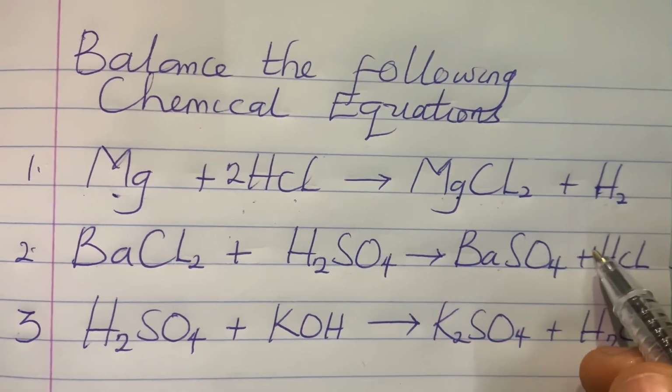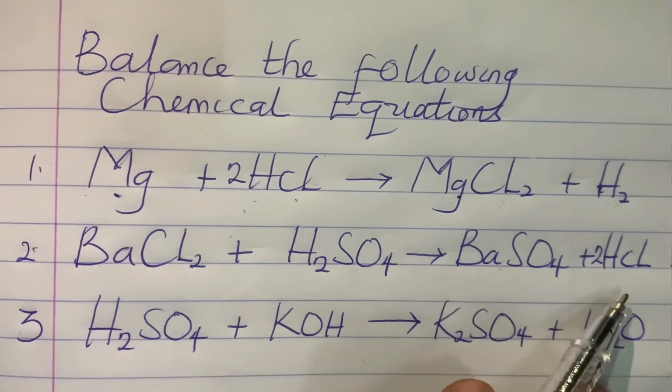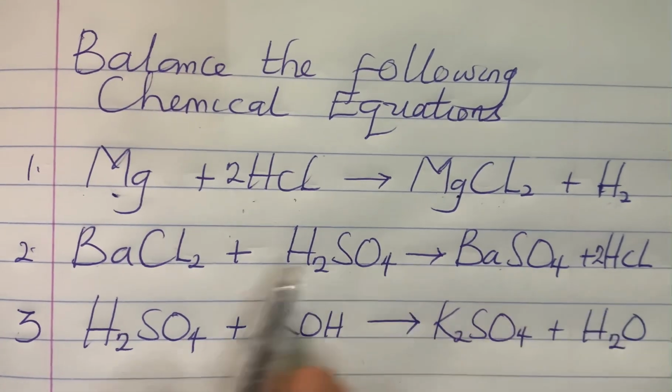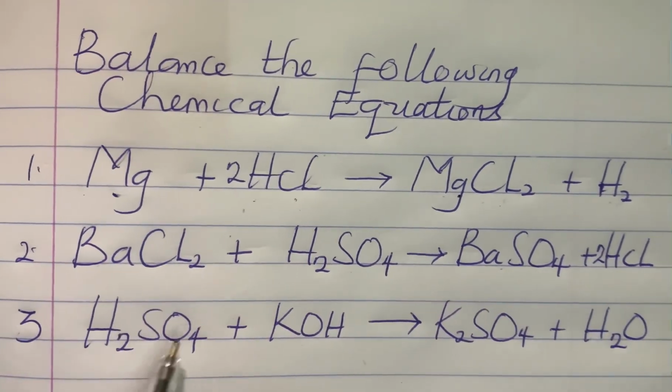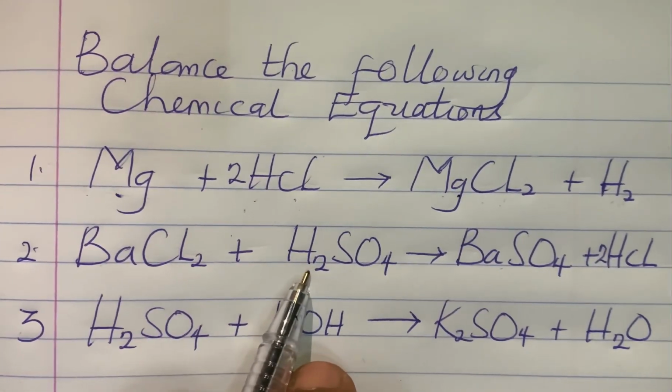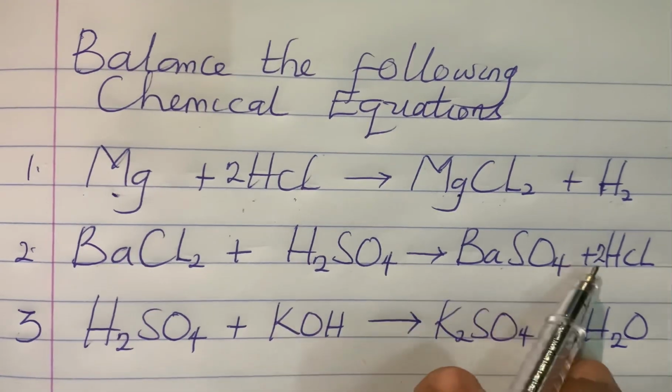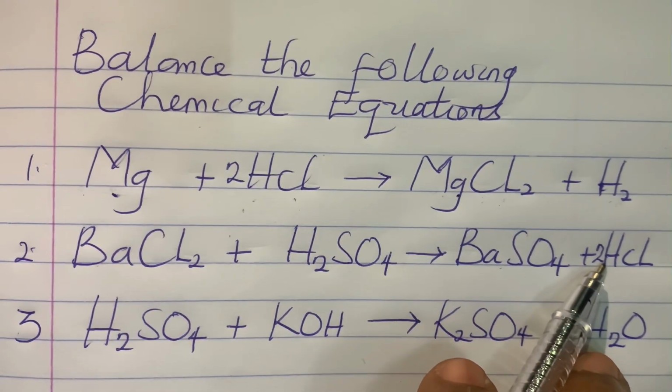It means I'm going to add a subscript here, which is 2. Now my chlorine becomes what? Balanced for both the reactant and the product. I'm having 2 at both ends. Then next, I'm moving to my hydrogen. The hydrogen here is 2 at the reactant. The hydrogen here is also 2 at the product.